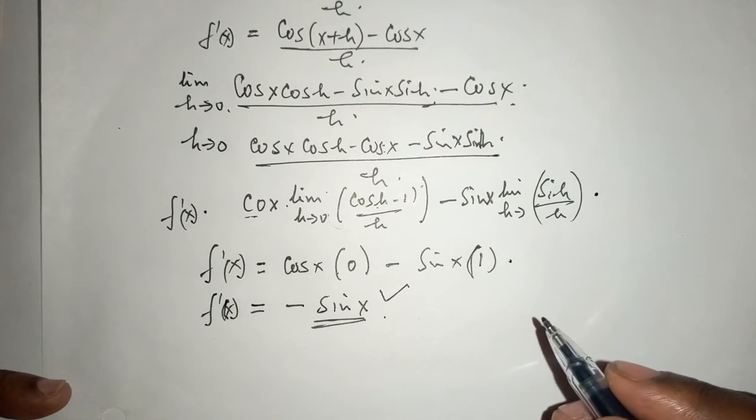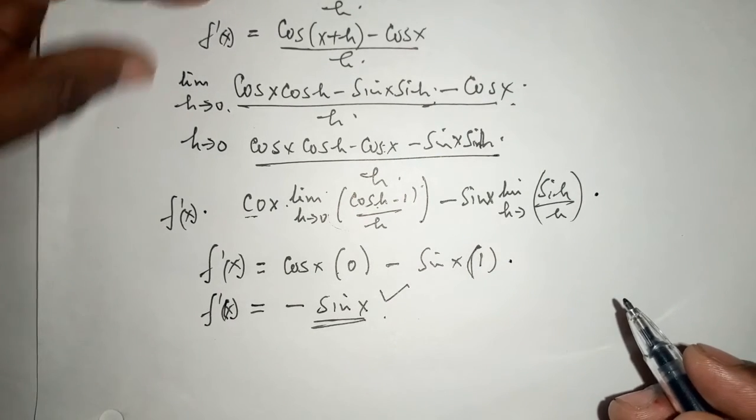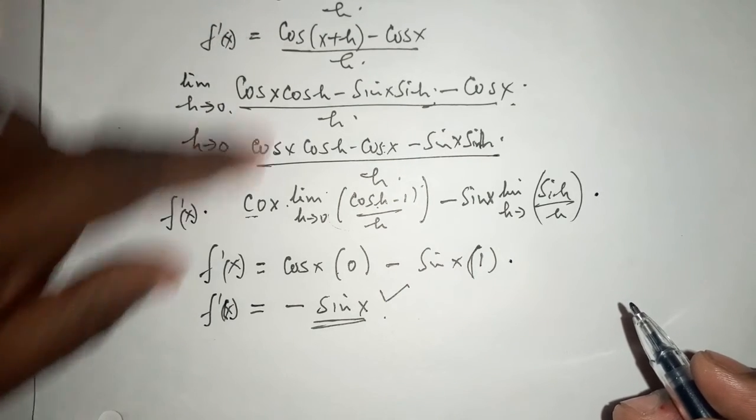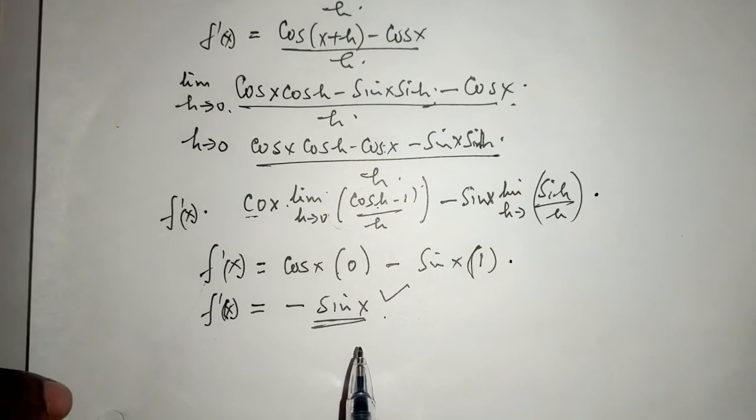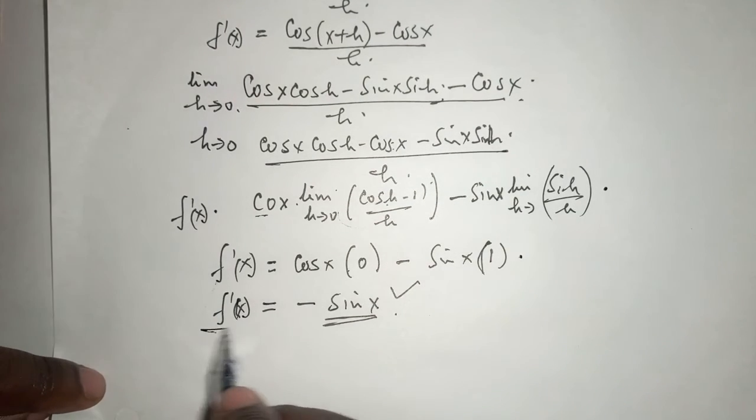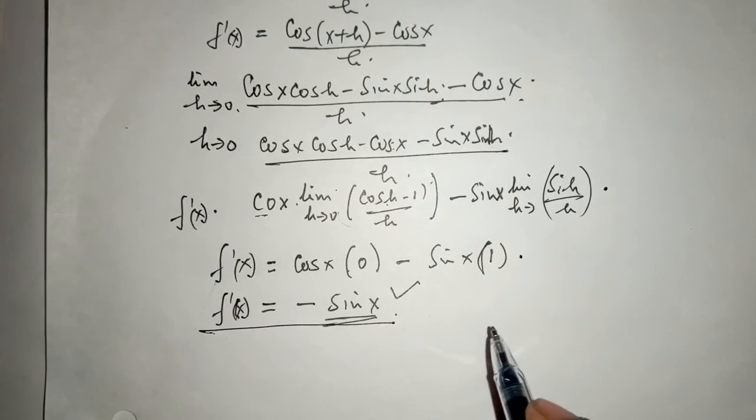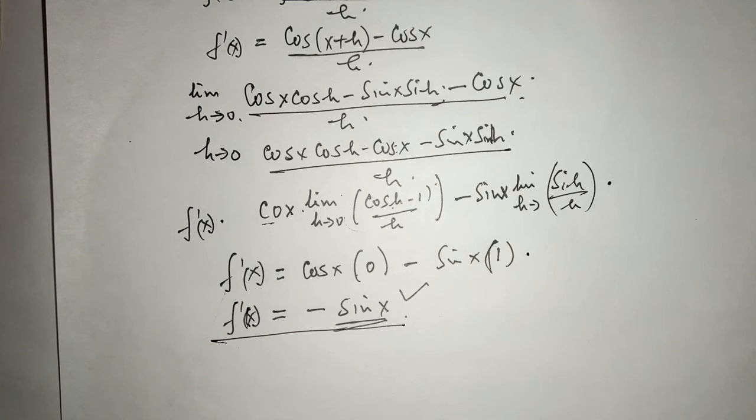So we have been able to prove that when y equals the cosine of x, then dy dx of the cosine of x becomes minus sine x. And that is one important piece of information that we need to carry on to the next video as we prove some of these examples.